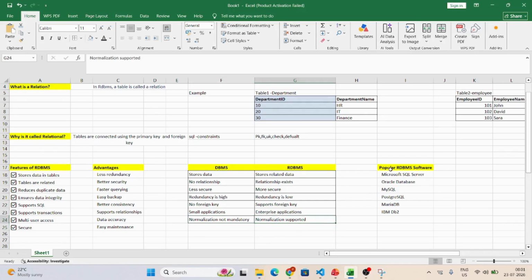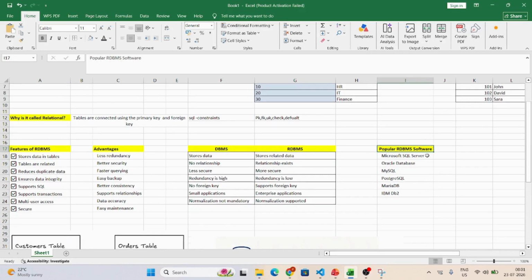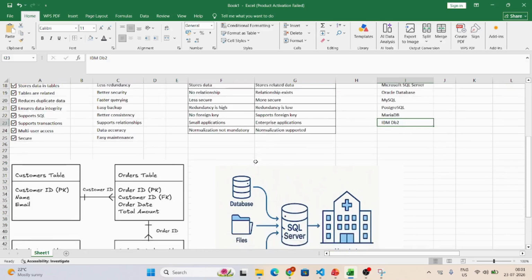Popular RDBMS software, which we already saw in previous videos, includes Microsoft SQL Server, Oracle Database, MySQL, PostgreSQL, MariaDB, and IBM DB. These are all software used to store the required data in databases. Next, the sample diagrams.